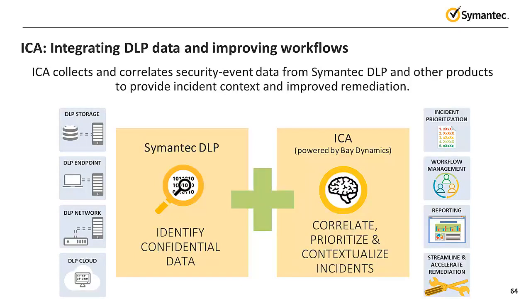Information-Centric Analytics, or ICA, powered by Bay Dynamics, aggregates events from several of these solutions and then correlates those events with data from other sources in your network to reveal risky behavior by users in your organization. ICA helps unify and prioritize incidents, manage workflows, and facilitate remediation, with much of this functionality available out of the box. In doing so, it lets you simplify DLP remediation, identify malicious insiders and outsiders, and analyze cyber breaches.